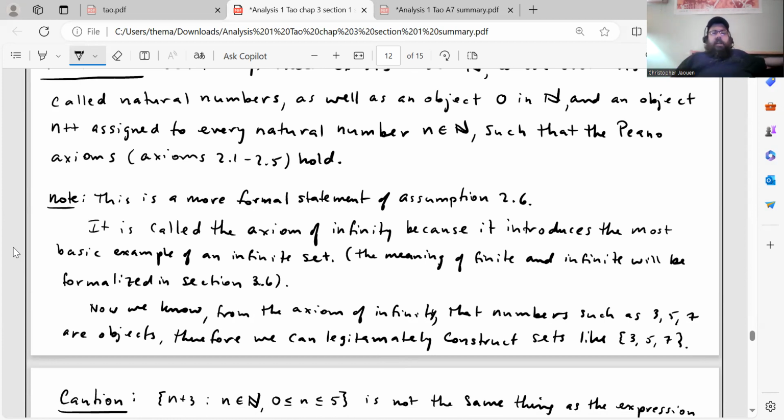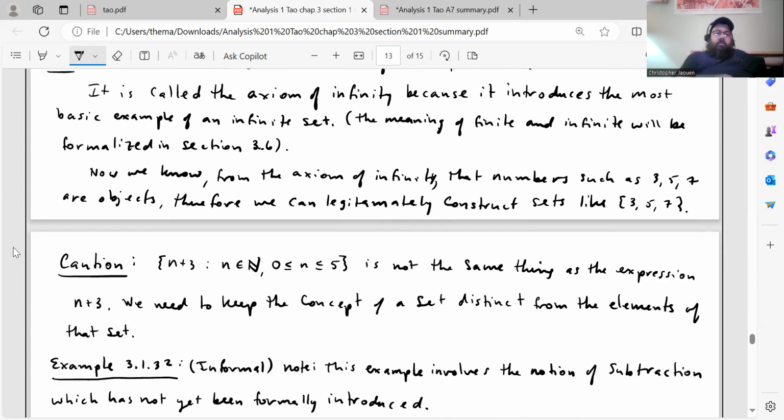It is called the axiom of infinity because it introduces the most basic example of an infinite set. The meaning of finite and infinite will be formalized in section 3.6. So now we know from the axiom of infinity that numbers such as 3, 5, 7, etc. are objects. Therefore, we can legitimately construct sets like the set containing 3, 5, and 7.